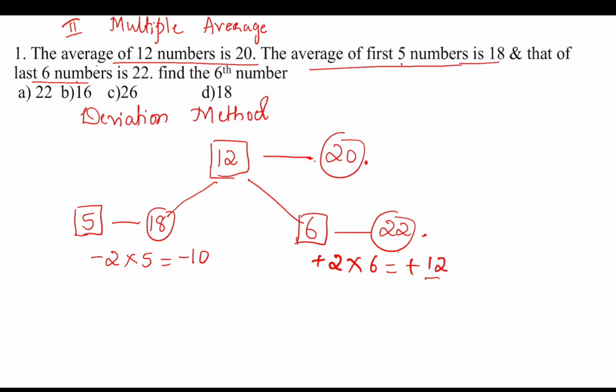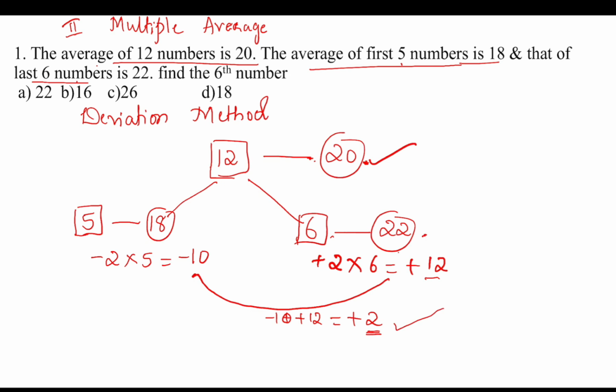So 12 average is more for how many numbers? 6 numbers. Okay, so here 10 average is less for 5 numbers and 12 average is more for 6 numbers. So how much is the deviation here? Minus 10 plus 12 is how much? Plus 2, means still 2 average is more than the old, isn't it? The actual average is 20, but still there is plus 2 average more, isn't it?